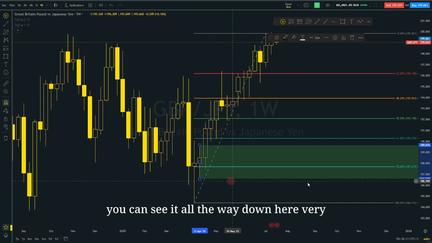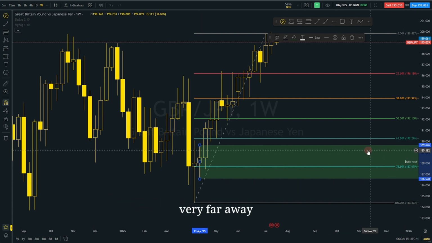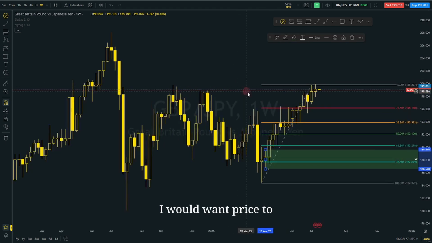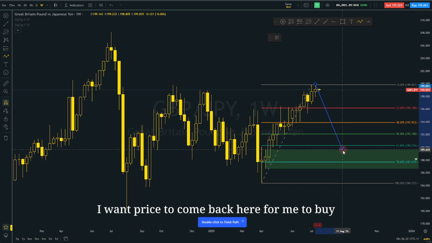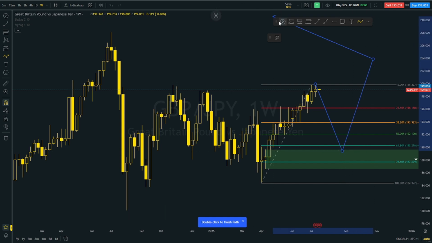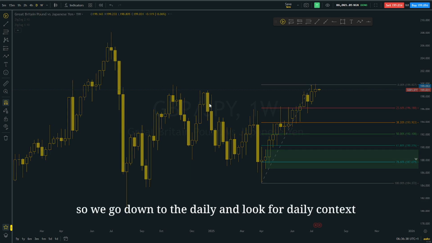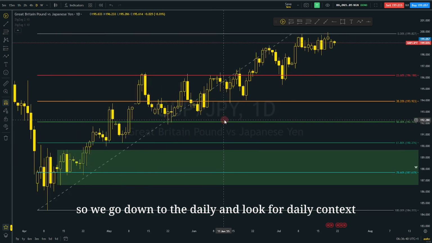You can see it all the way down here, very, very far away. With this demand zone, if I was trading weekly, I want price to come back here for me to buy. However, I'm not trading the weekly area, so we'll go down to the daily and look for daily context.